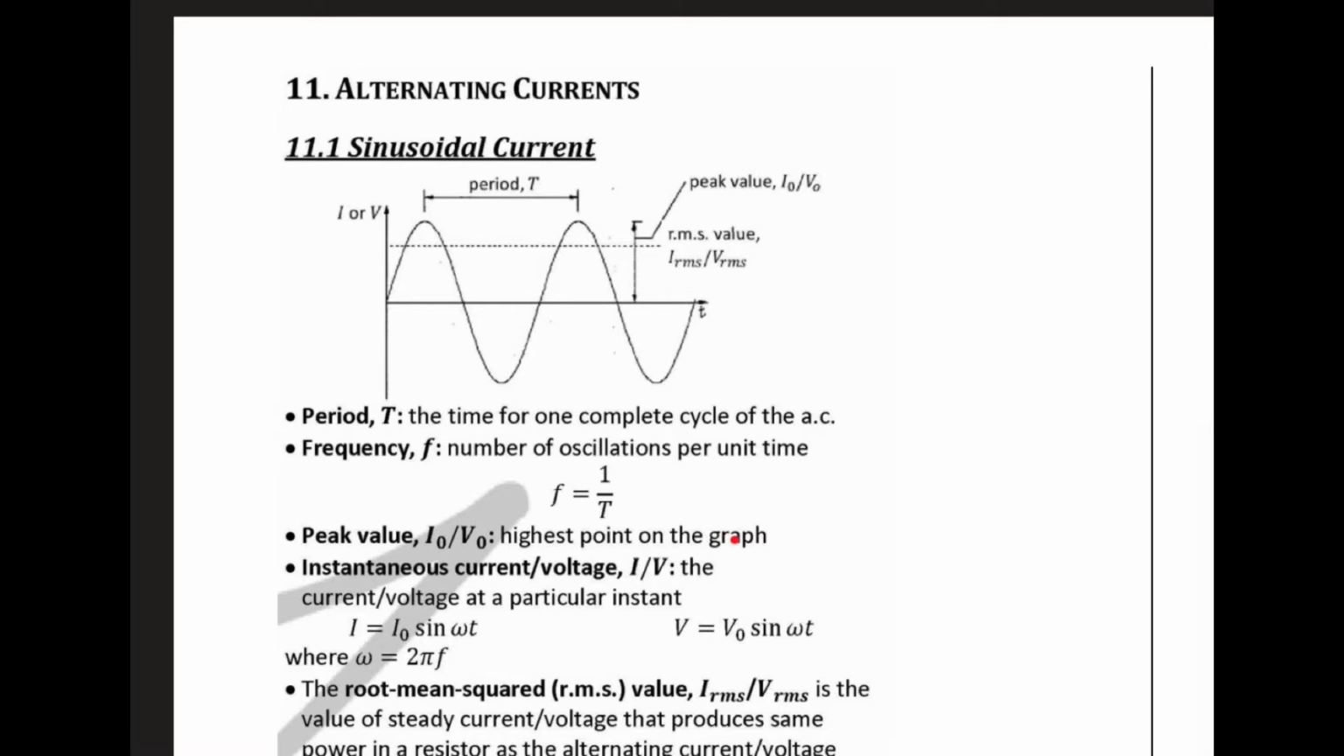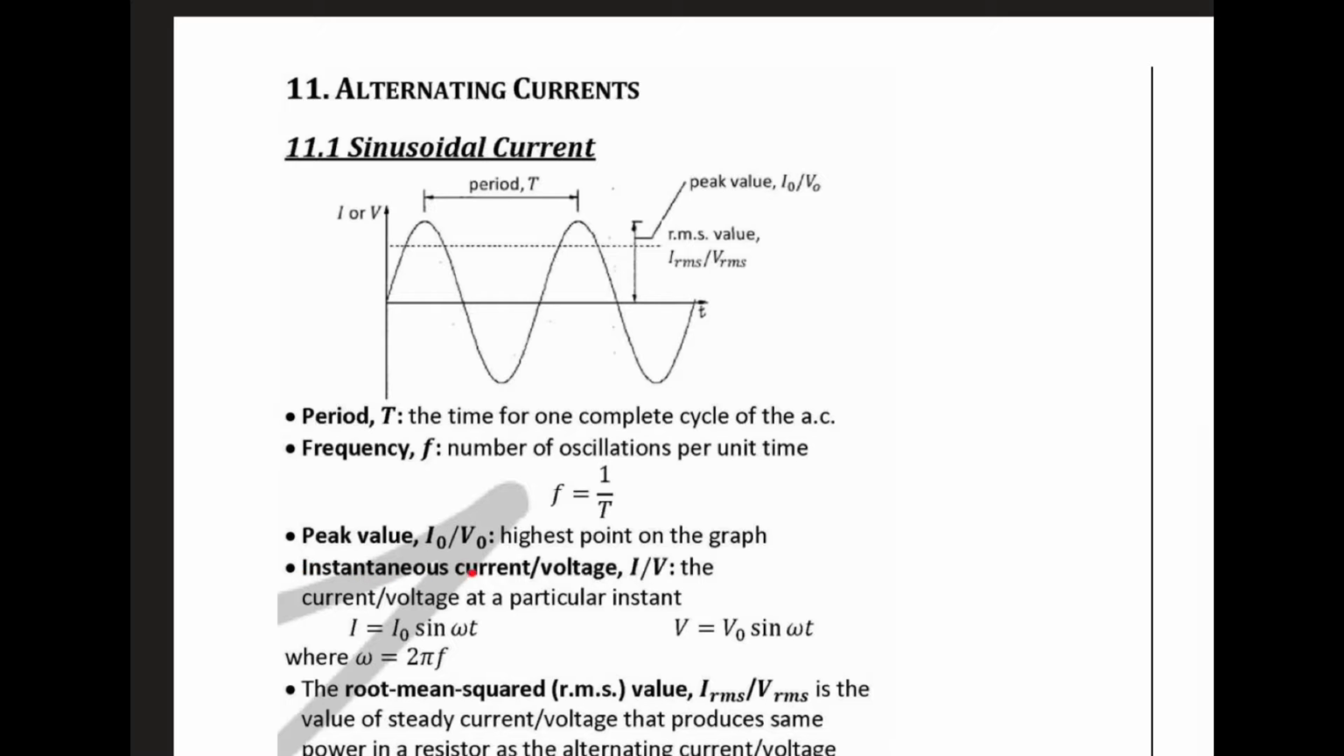Peak value, I naught or V naught, is the highest point on the graph. We have two possible graphs here, either current versus time or potential difference versus time. No matter which graph, the highest point is here, then you bring it to the side, and you will get either I naught or V naught, the peak value. It's the maximum value.